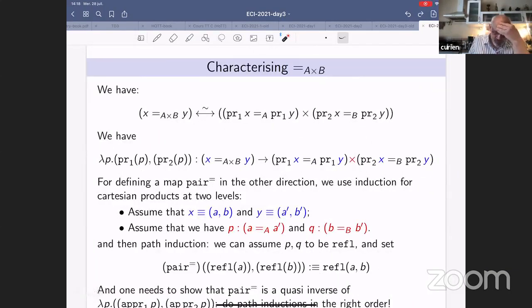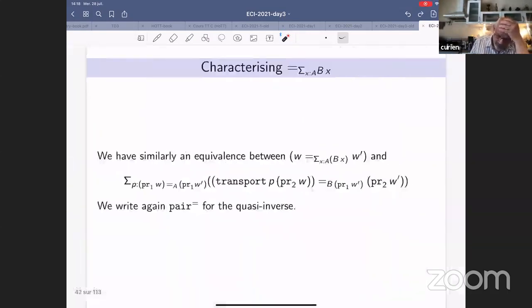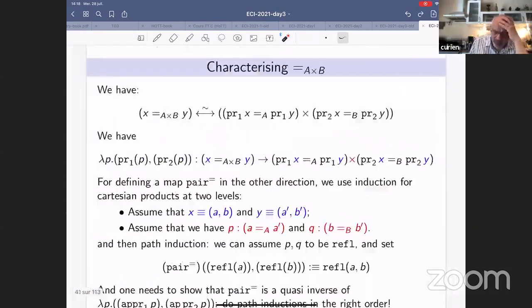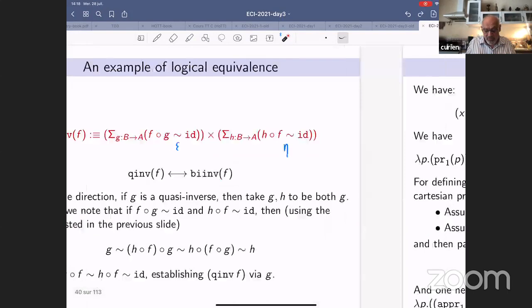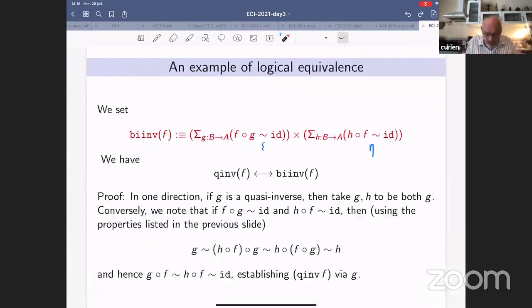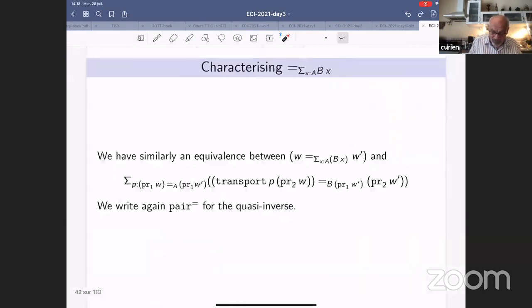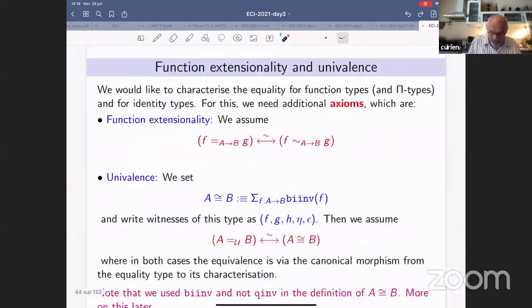Okay, so what did I do otherwise? I also characterized the equality on product types, on sigma types. And this was a motivation to say, if we can characterize the equality on sigma types in terms of smaller types, then we should also be able to do this for function types. And this is what leads to extensionality. Or we should be able also to characterize the equality on the universe, and this is what leads to the univalence axiom.